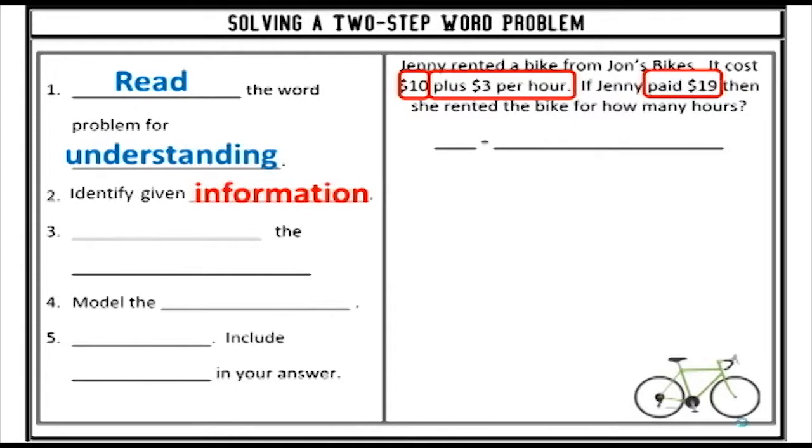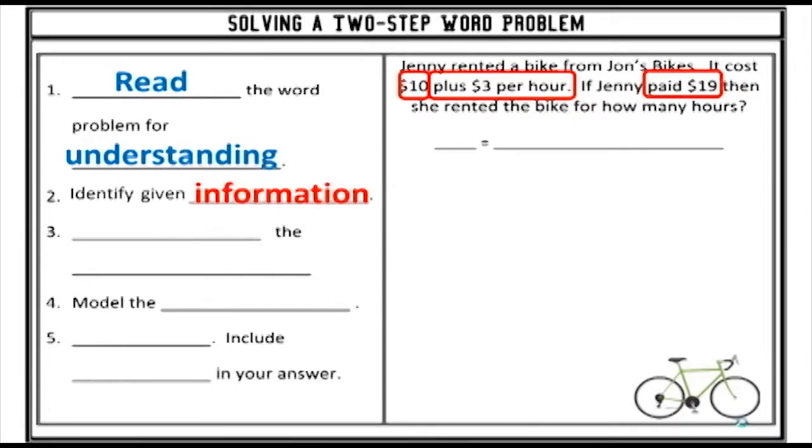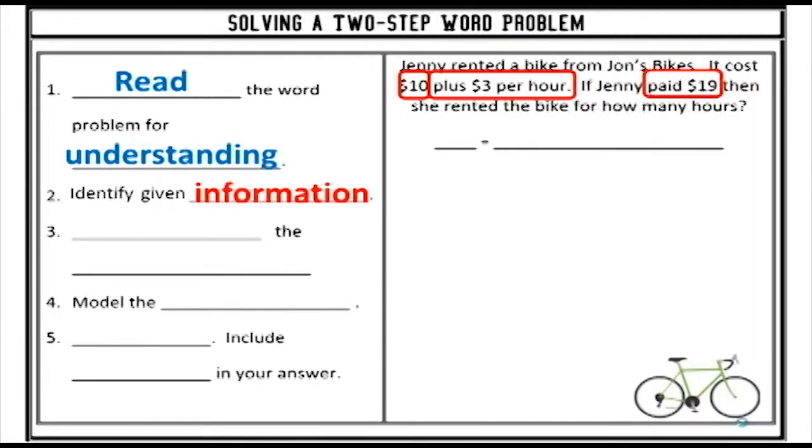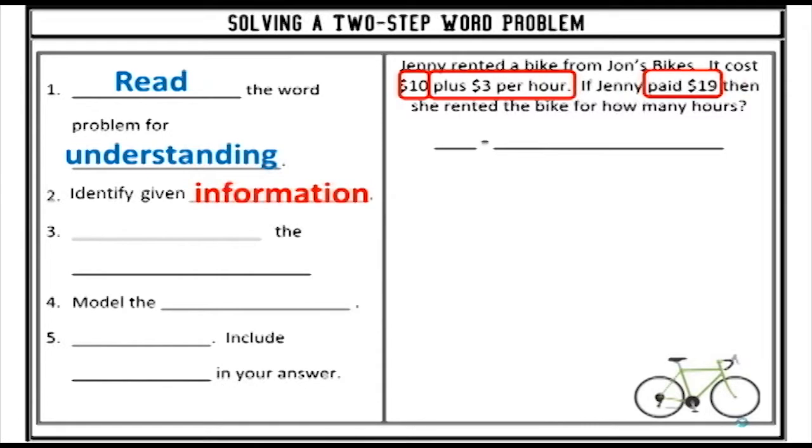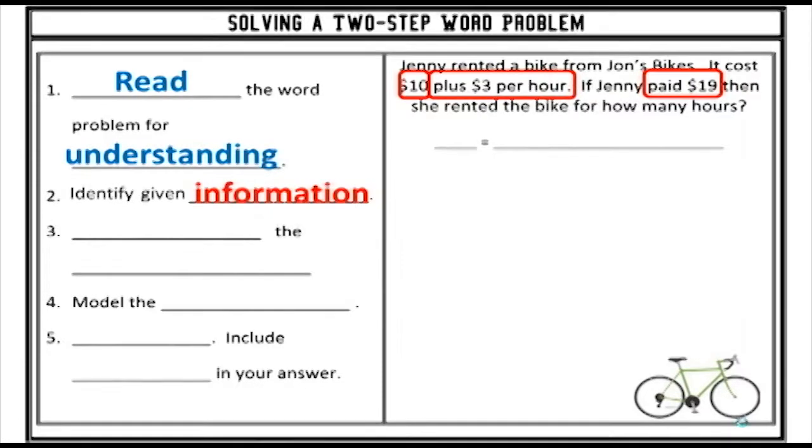Plus $3 per hour. Well, I said earlier that if it was 2 hours, it'd be $6. 3 hours would be $9. So that to me sounds like multiplication, times 3. If Jenny paid $19, that total amount, what she paid, what they spent, what they earned, that final total usually is connected to the equal sign. I'm just thinking as I move forward. I haven't even started to write my equation yet. So I've identified the given information.